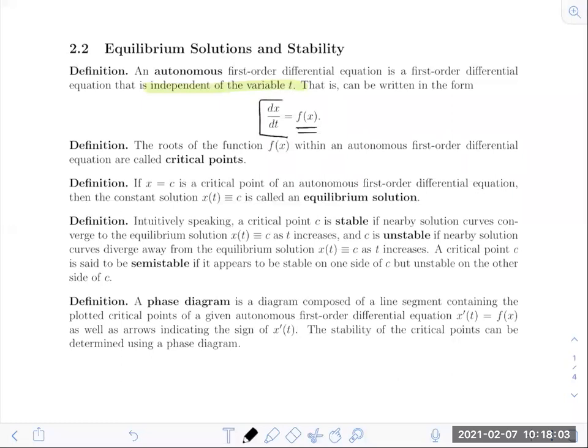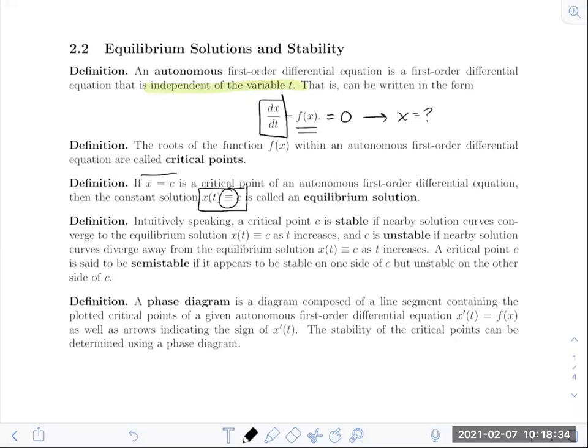You'll notice that the derivative is on the left-hand side, and we're setting that derivative function equal to 0 and solving for x. We're calling those x values critical points. If we found a critical point, x equals c, then we call the constant solution x of t equals c an equilibrium solution. Notice this triple equal sign notation; that's not a typo.